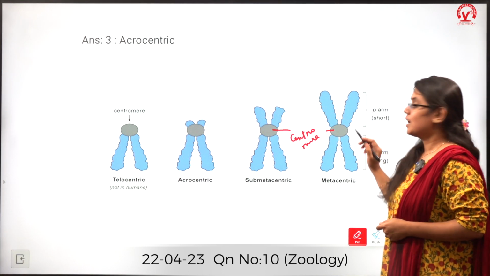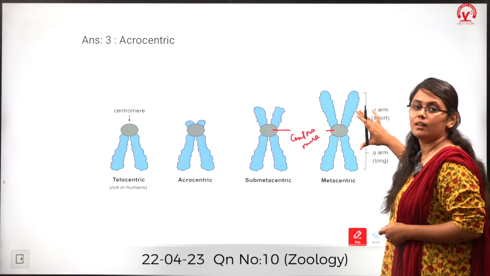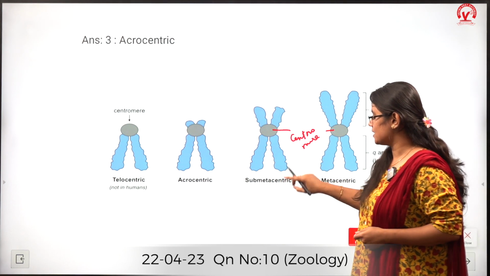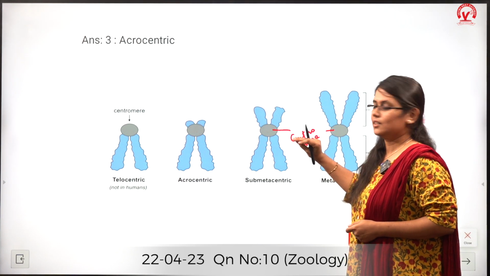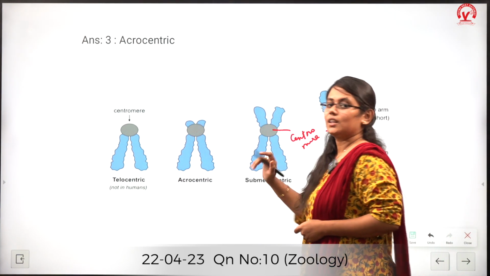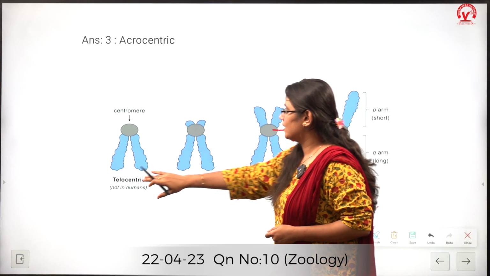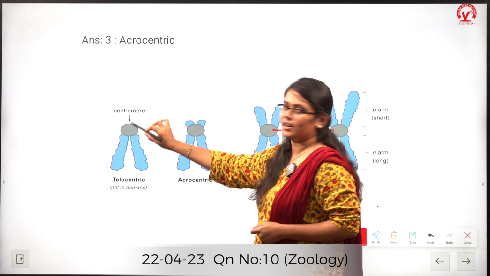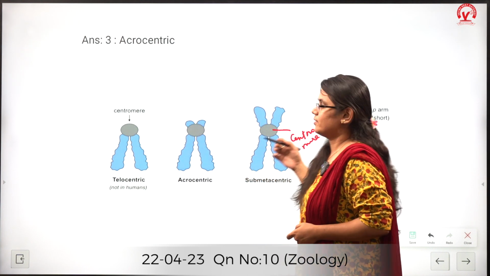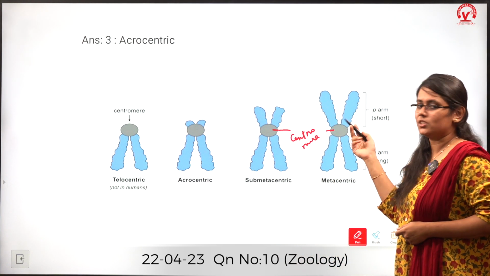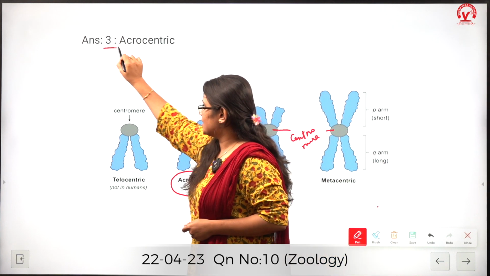In metacentric, the centromere is placed in the middle, so they have 2 equal arms. In submetacentric, the centromere is placed a little away from the middle. In acrocentric, the centromere is placed close to the terminal region, and in telocentric, it is present in the terminal region. So, as we saw in the diagram, it is an acrocentric chromosome. So, option 3 is correct.